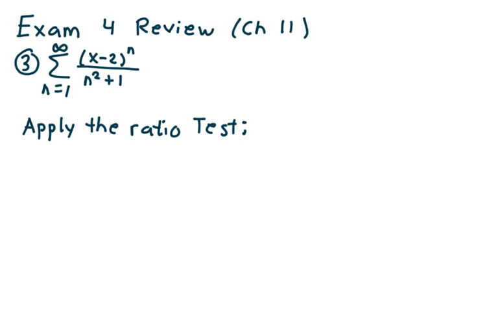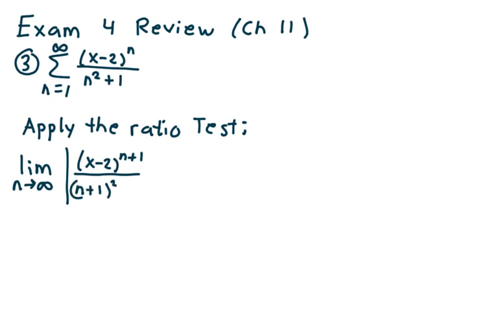So let's apply the ratio test. I'm going to look at the limit as n approaches infinity of, wherever I see an n, I'm going to put an n plus 1 in. And so I get (x − 2)^(n+1) divided by (n+1) squared plus 1, times n squared plus 1 divided by (x − 2)^n. And remember, this is all in absolute value.